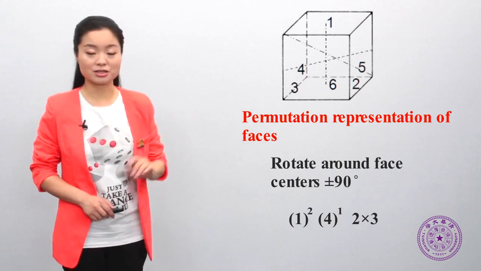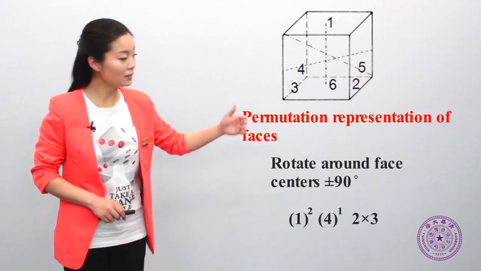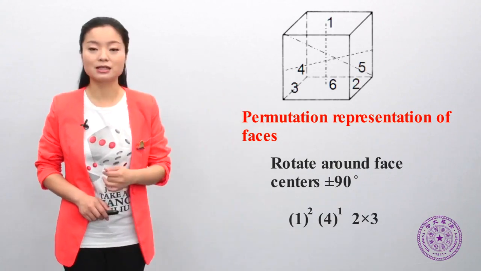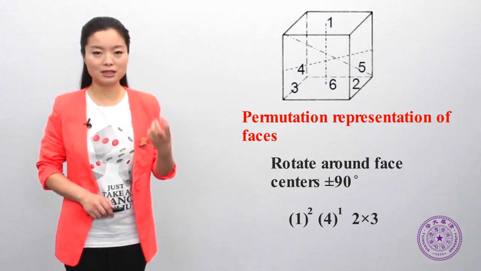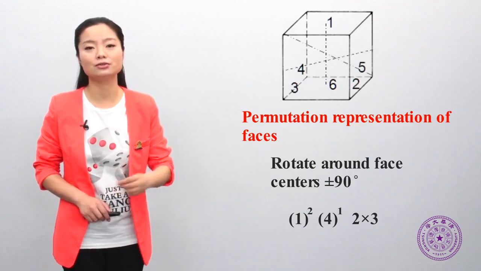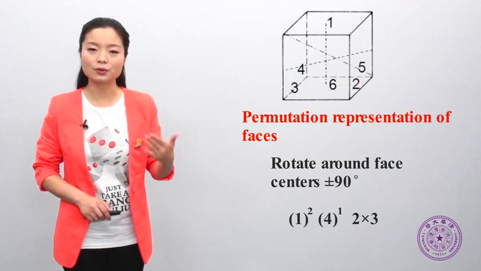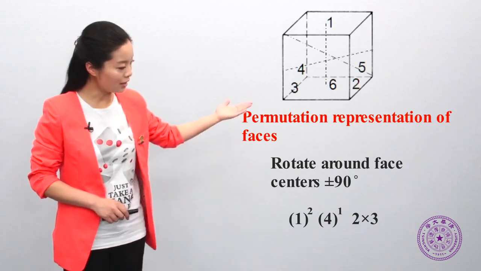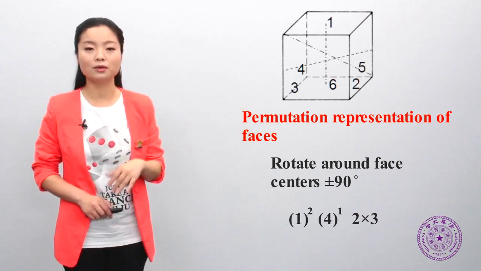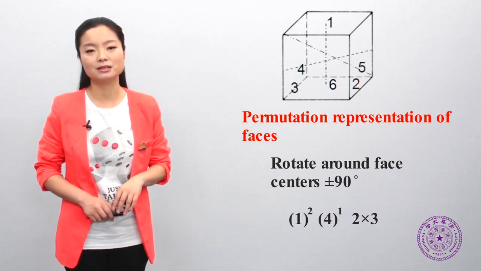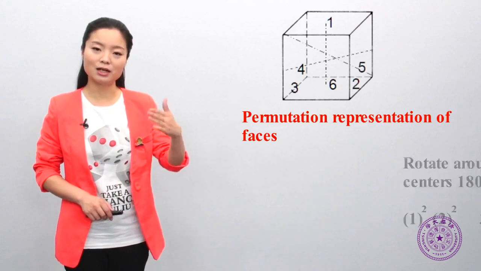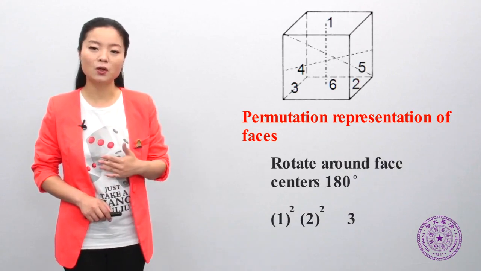cycles, corresponding to the face center to face center rotation, positive or negative 90 degrees. Actually, for faces, the top and the base faces are unchanged. The vertical ones are at the height. The four faces produce a cycle. Therefore, it is the 1 square multiplied by 4 to the power of 1, which is 2 1-order cycles and 1 4-order cycle. In total, how many of this kind of permutation?